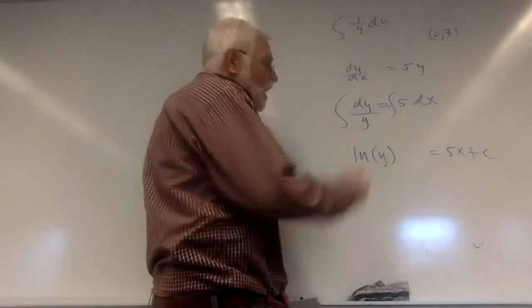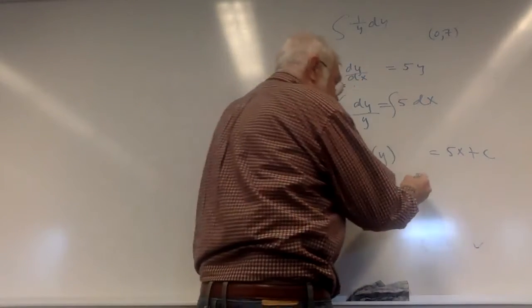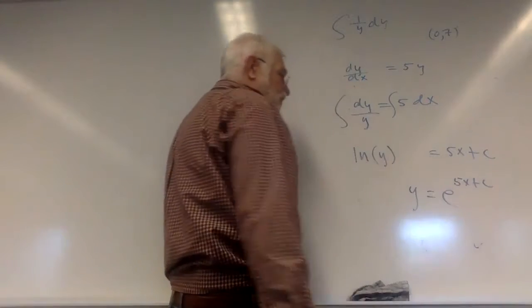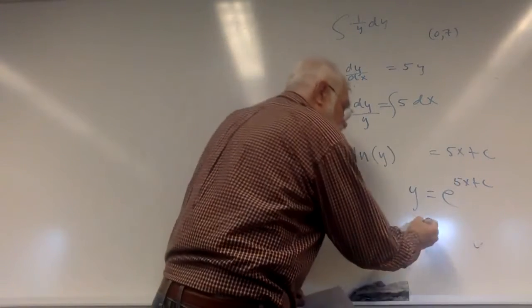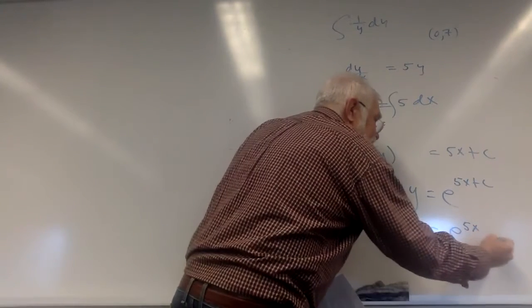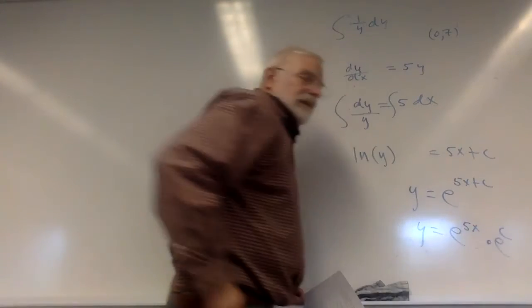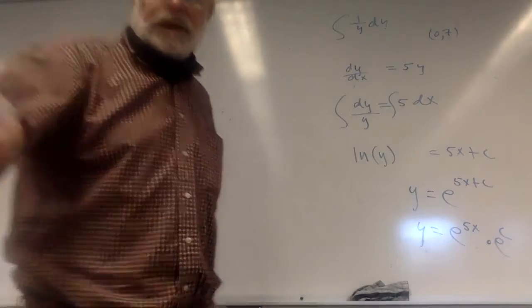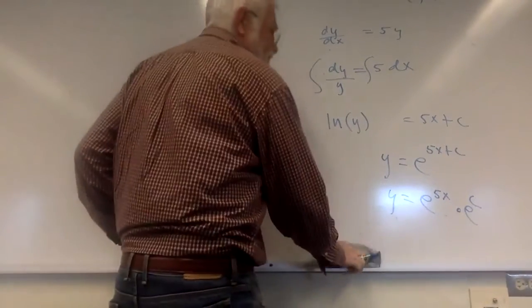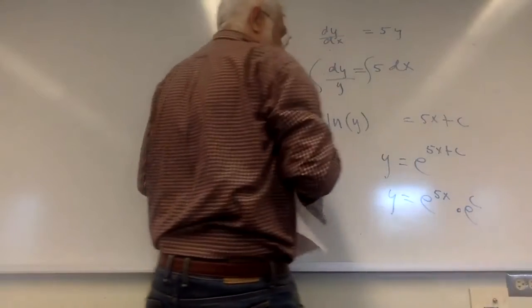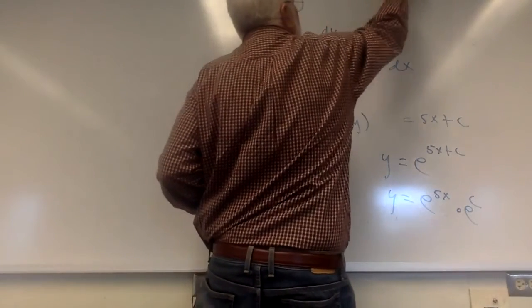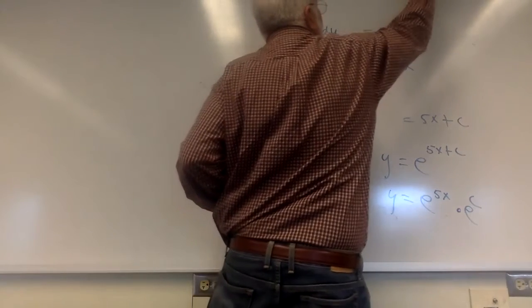All right, so how do you solve for y? Well, y equals e to the 5x plus c. What's another name for y equals e to the 5x plus c? Y equals e to the 5x times e to the c. There are your rules of exponents. So I'll do that again: e to the 5x plus c is equal to e to the 5x times e to the c.